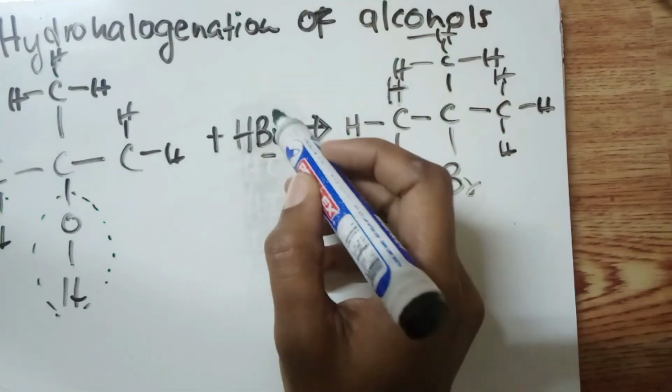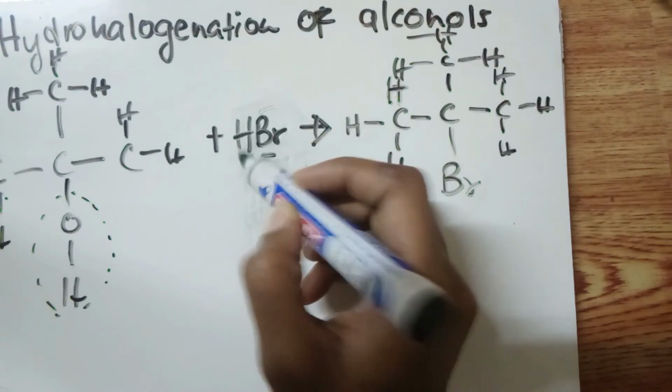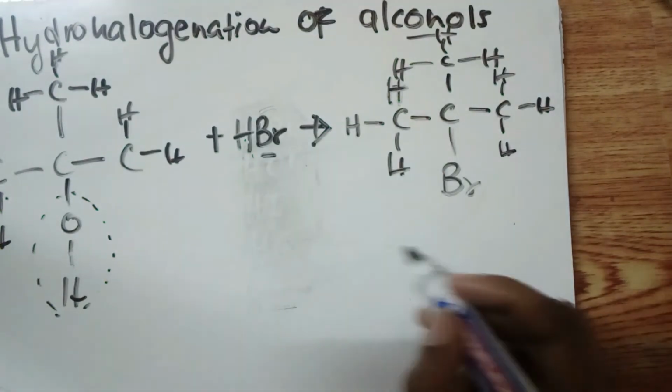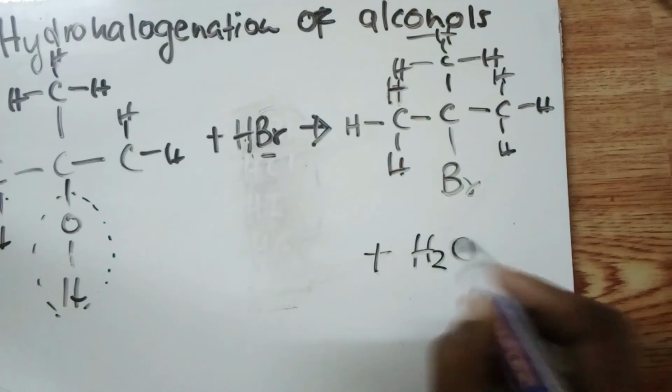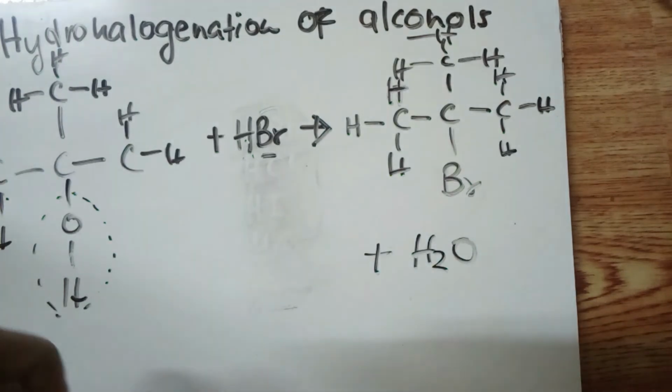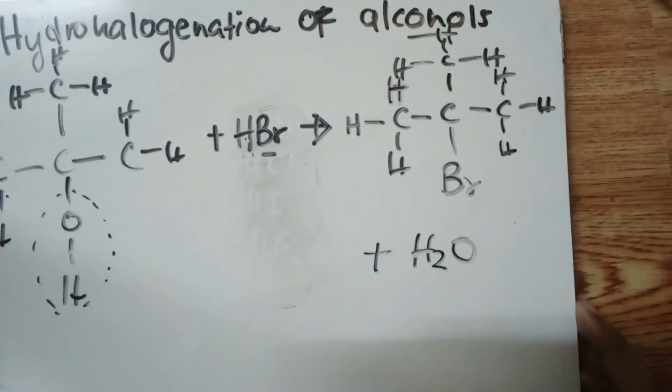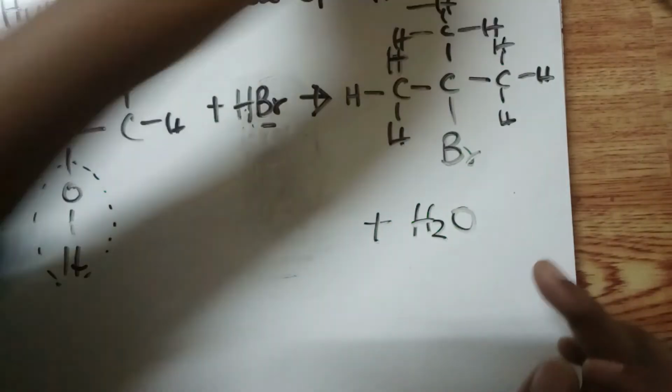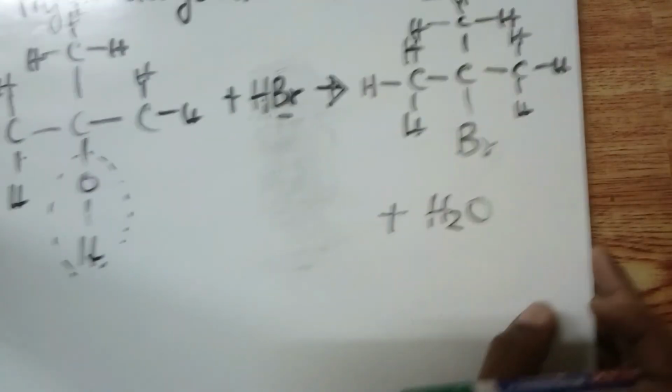And now if we take Br there, we are left with H, and this H is going to react with the OH, meaning it's going to form H2O. So water is released in this process. Try to see if you can actually name these compounds. You should be able to by now.